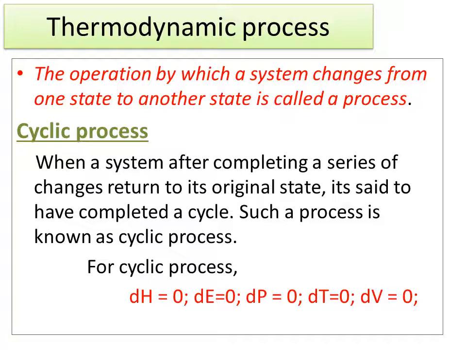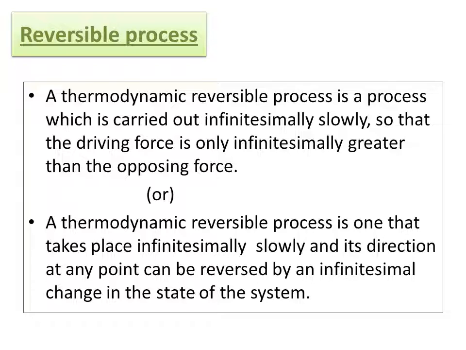For cyclic process, there is no change in enthalpy, internal energy, pressure, temperature and volume, so that dH, dE, dP, dT and dV all are equal to zero. Reversible process. The process in which the system and surrounding can be restored to the initial state from the final state without producing any changes in the thermodynamic properties of the universe is called reversible process.